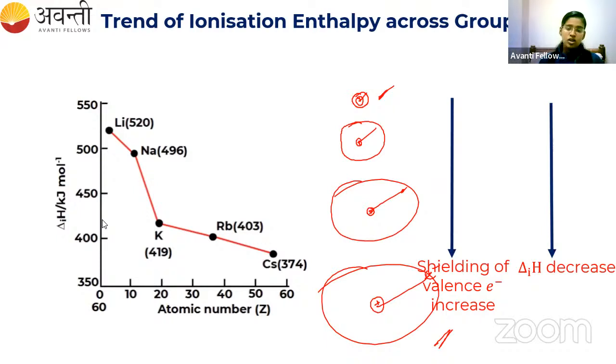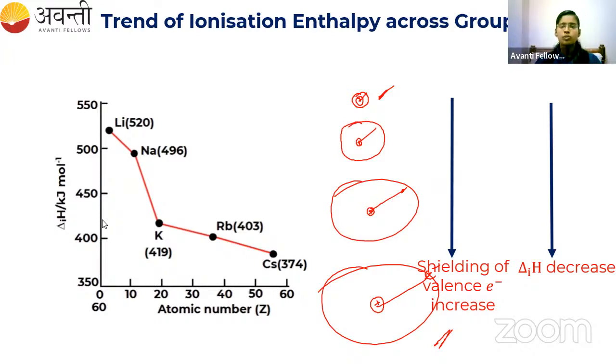If the electron is very far away from the nucleus, you can easily remove that particular electron. That is the concept. You don't have to give more energy to remove that electron. A small amount of energy itself is enough to remove the electron.